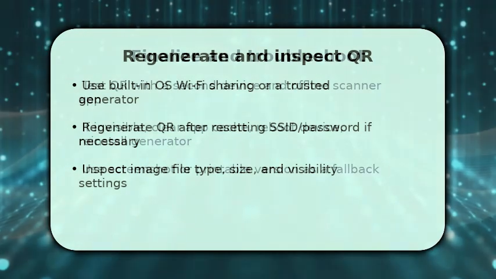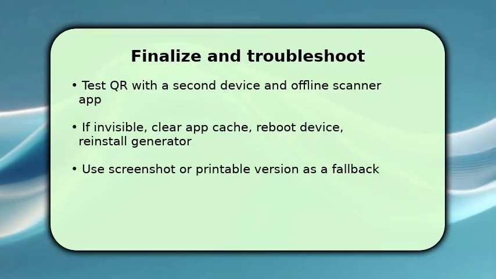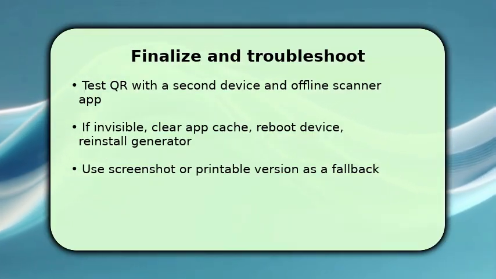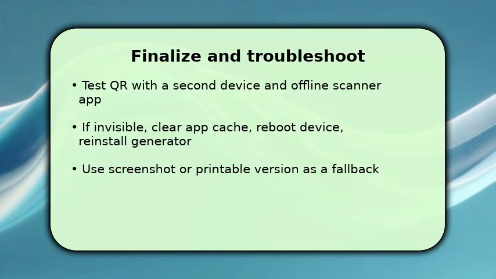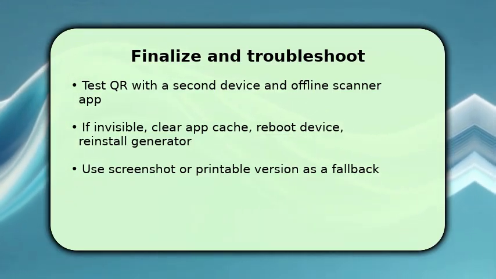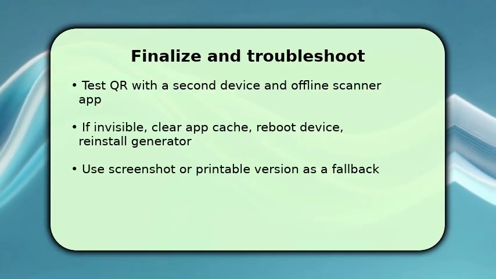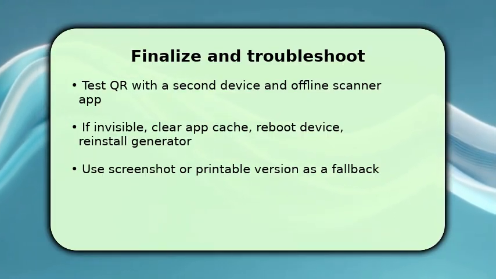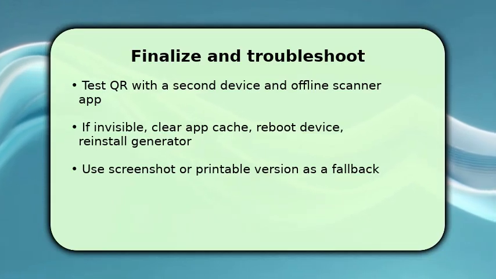Finally, validate the QR by scanning with a second device and an offline scanner to rule out app or network interference. If the code remains invisible, clear the generator app's cache, reboot your device, and reinstall the app. Persistent rendering bugs often resolve that way.